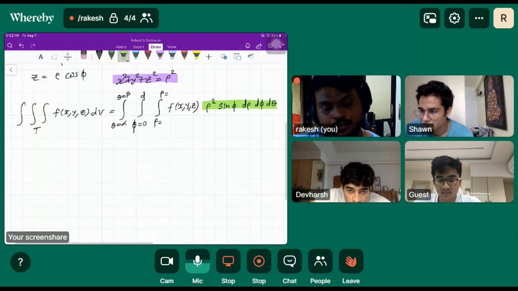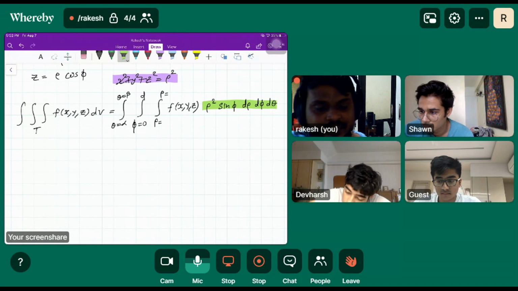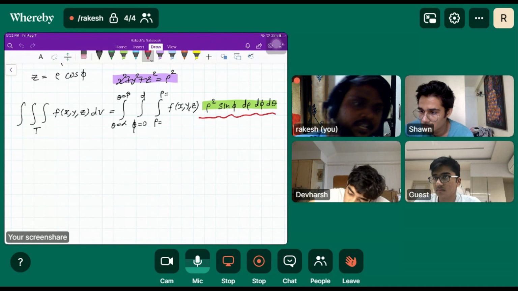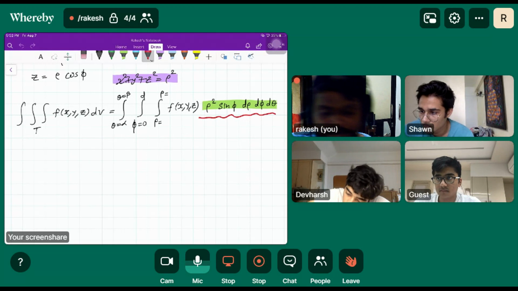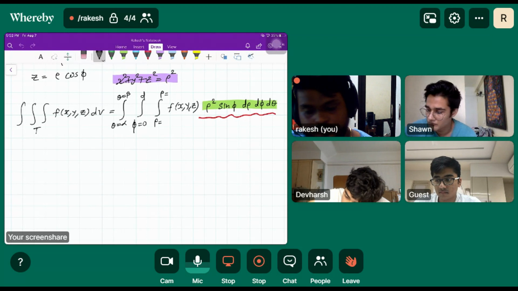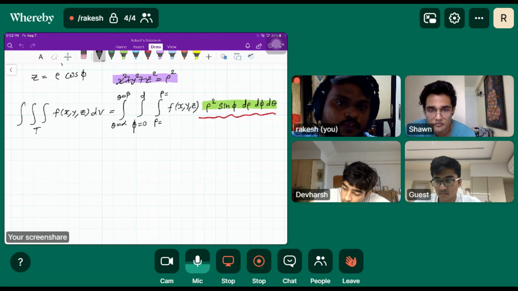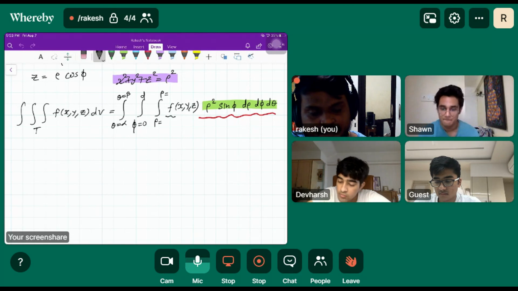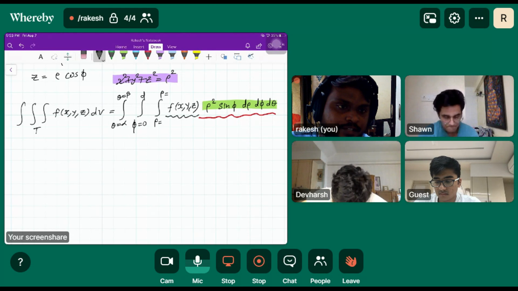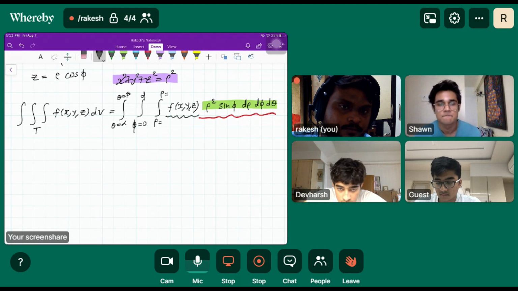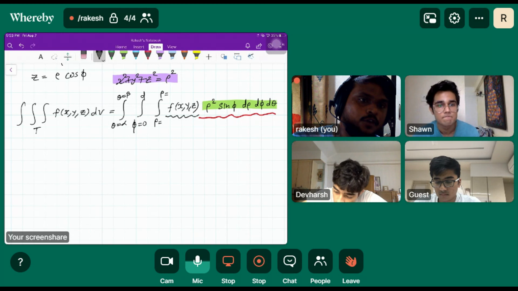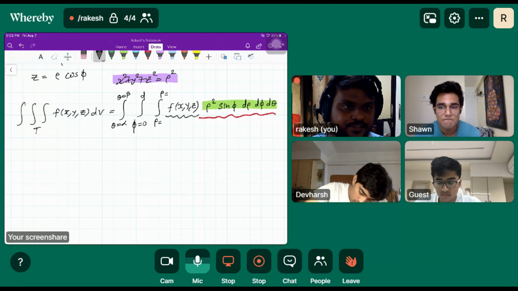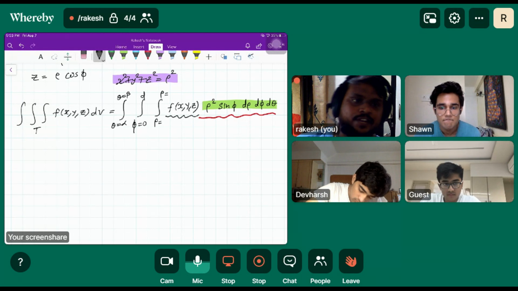Let me explain why we are selecting this order, like why we have rho square sine phi with this. To understand that, we have to find out the change in volume, right? We are finding out volume here. If suppose this f of x comma y comma z is 1, if the function is 1, we eventually end up with the volume of the given object, for the given region.